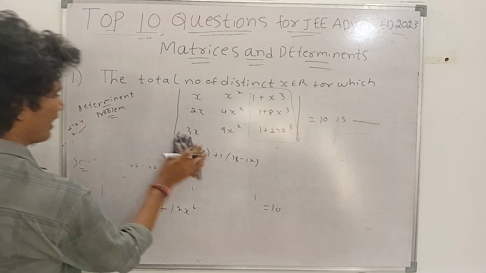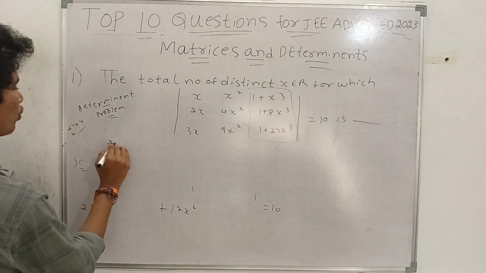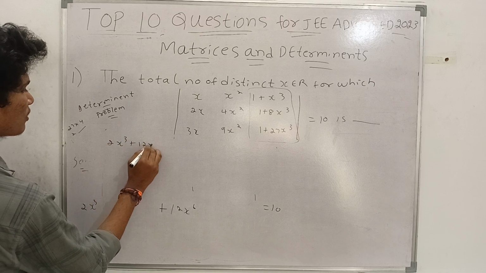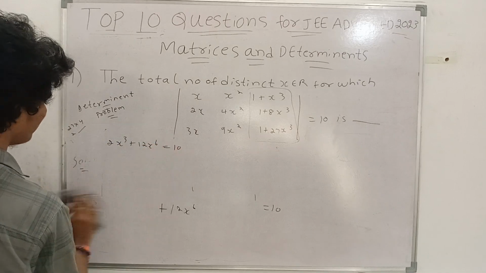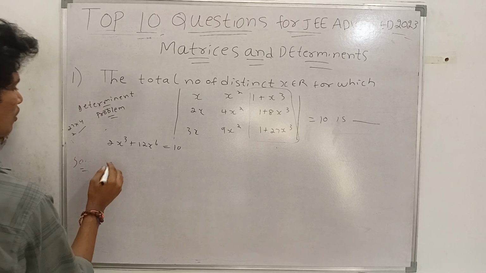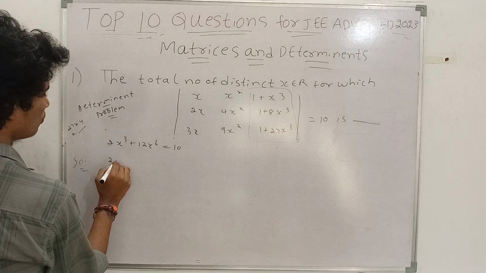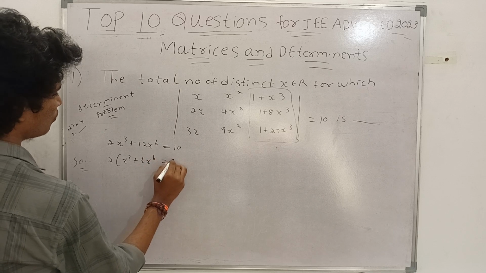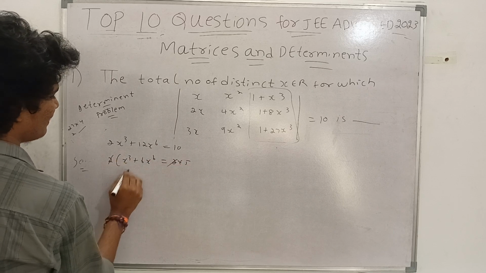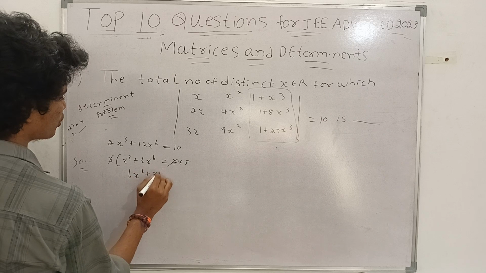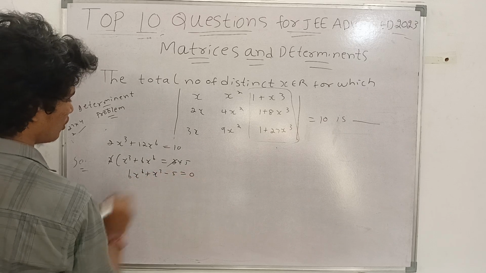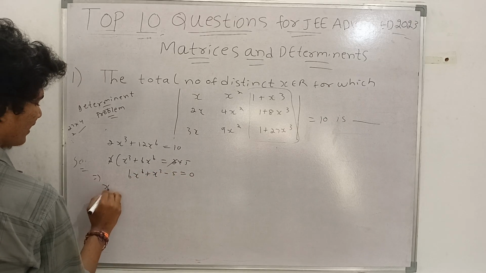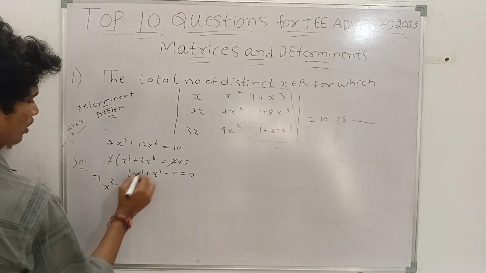So what did we get finally? We got 2x cube plus 12x power 6 equal to 10. This equation we got finally. Now we have to solve. By taking 2 common, what will we get? x cube plus 6x power 6 equal to 2 into 5, the 2 will get cancelled, and 6x power 6 plus x cube minus 5 equal to 0. And if you observe carefully, if I take x cube as t, what will it become?